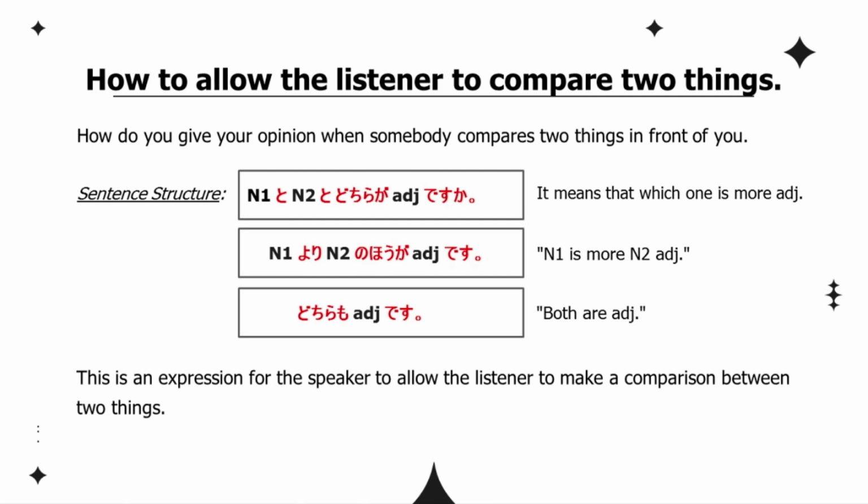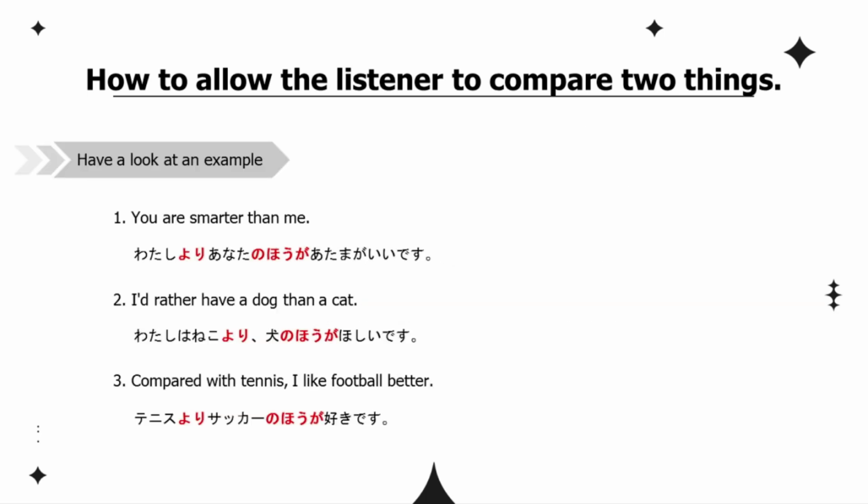N1/N2 no ho ga, adjective des. Dochira mo, adjective des. N1/N2 is more, adjective; both are adjective. This is an expression for the speaker to allow the listener to make a comparison between two things. The responses are N1/N2 no ho ga, adjective des, or dochira mo, adjective des. Have a look at an example.